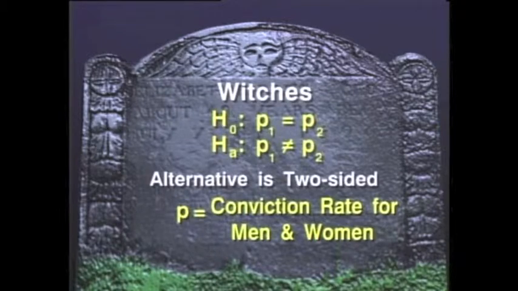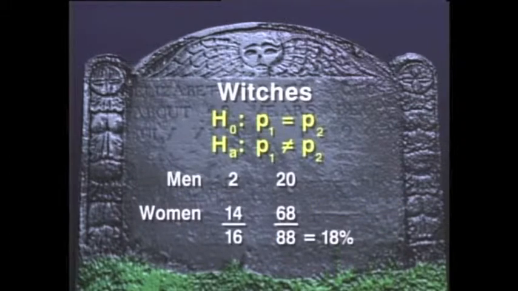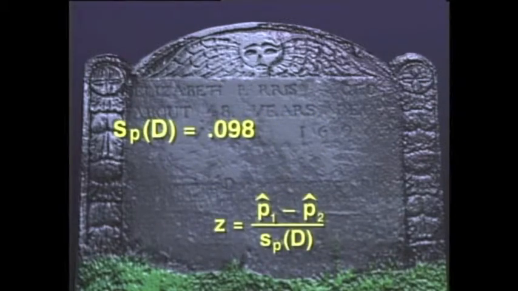Our null hypothesis is that the two rates are equal, and our alternative hypothesis is that they are not. The alternative hypothesis is two-sided because P1 could be either greater than or less than P2. We will pool our two samples to find P, the conviction rate of men and women. This approximation comes out to 0.18, our p-hat. Our significance test is p-1 minus p-2 over our pooled standard deviation, which comes out to 0.098. This yields a p-value of 0.26, which is much too high to reject the null hypothesis.